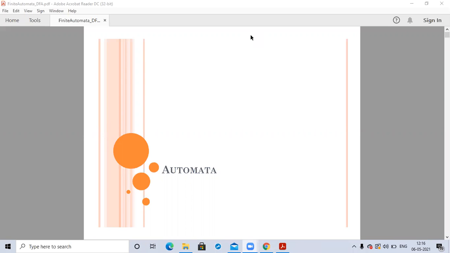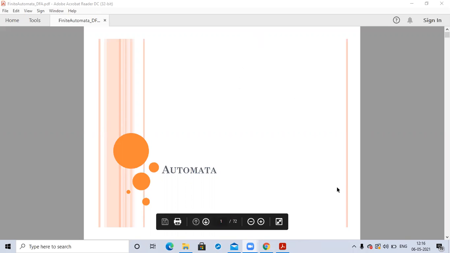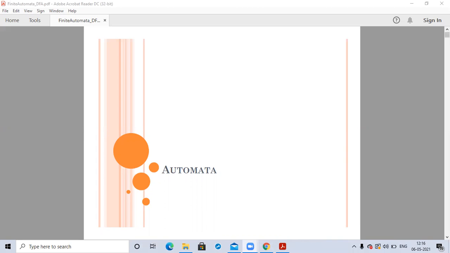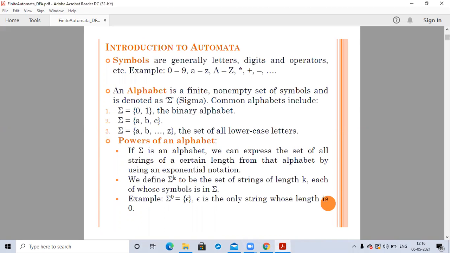Welcome to my class. Today I want to give information regarding the basics of automata. This class is very useful for second year, second semester students who have formal languages and automata theory, or theory of computation, as a subject in their curriculum. Here I want to give the basic definitions regarding automata theory. Let us see what the basic terminology in automata is.